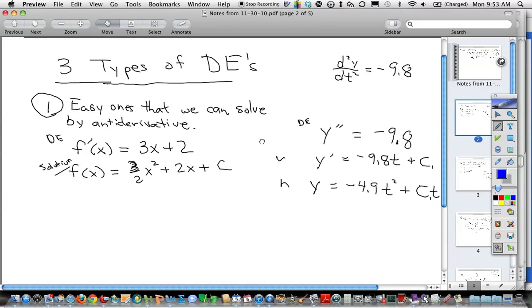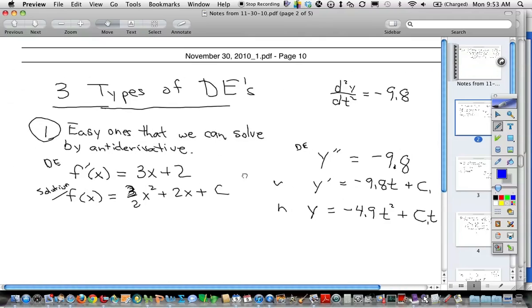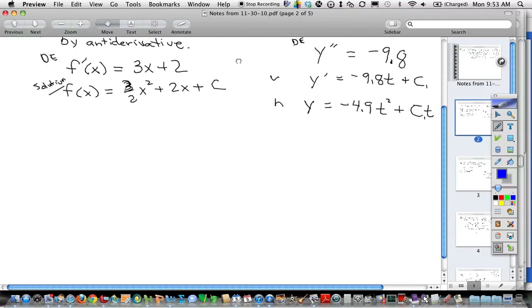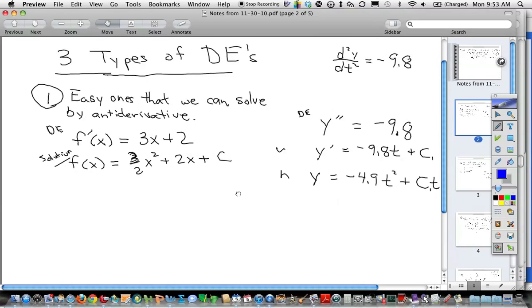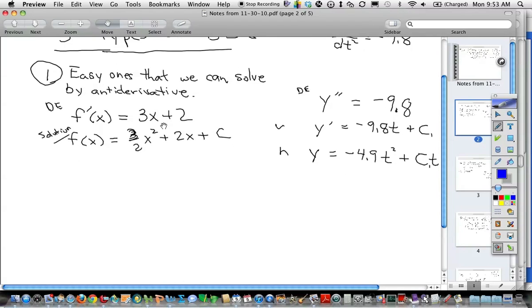We said there are 3 types of differential equations. There's a type that we can easily solve by doing an antiderivative. Now, this is a differential equation because I did not put an initial condition with it.